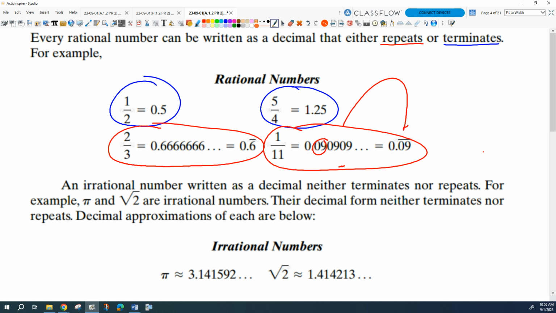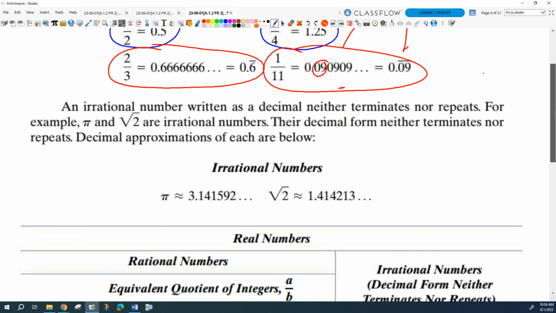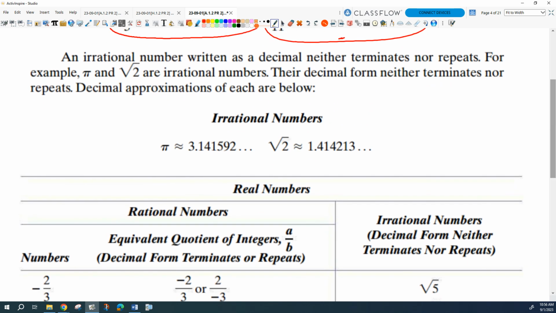Okay, so as decimals, rational numbers either repeat or terminate. Irrational numbers do neither one of those things. They never repeat and they never terminate. So the classic example is pi. Pi is a decimal that just goes on forever. Never repeats, never terminates. It's just random, right?